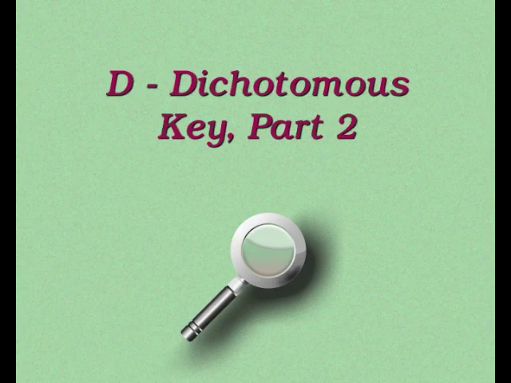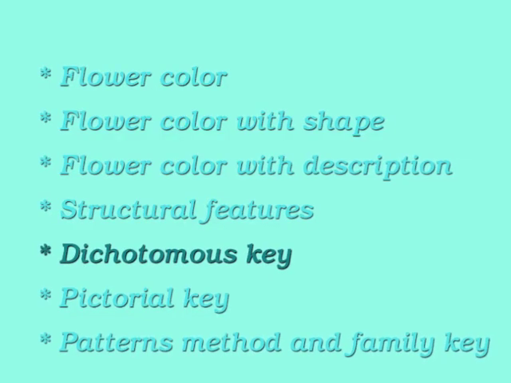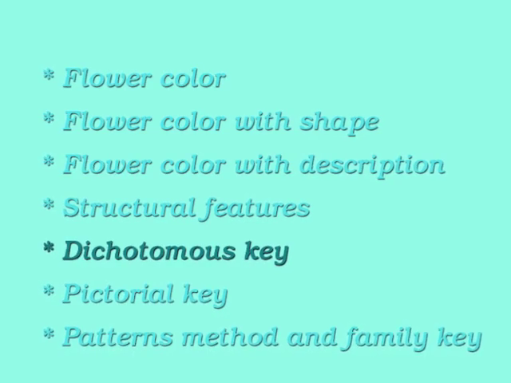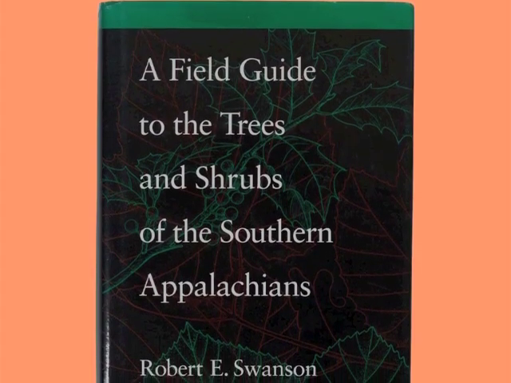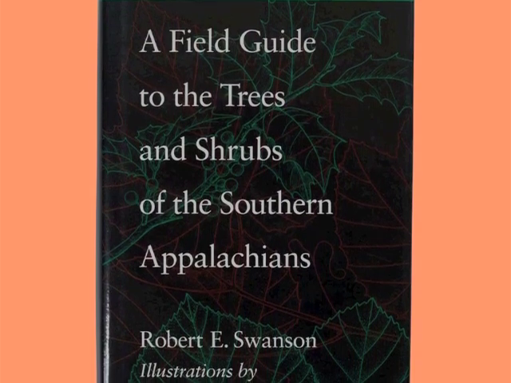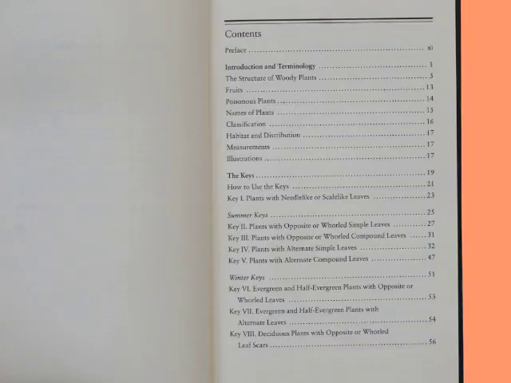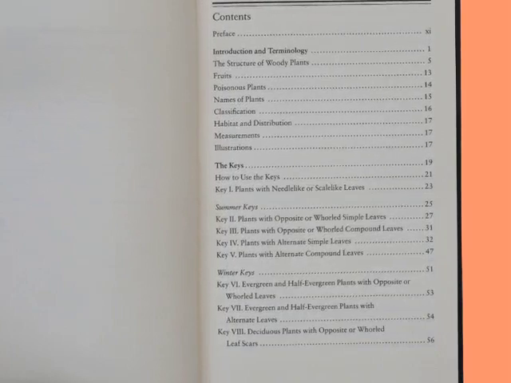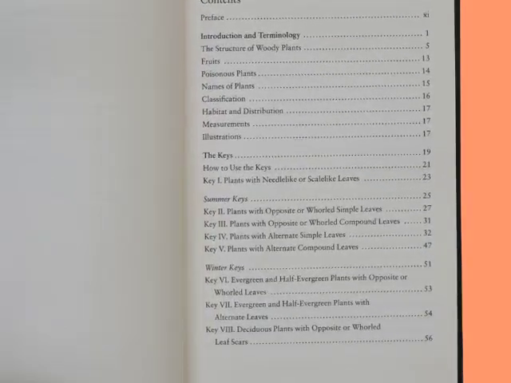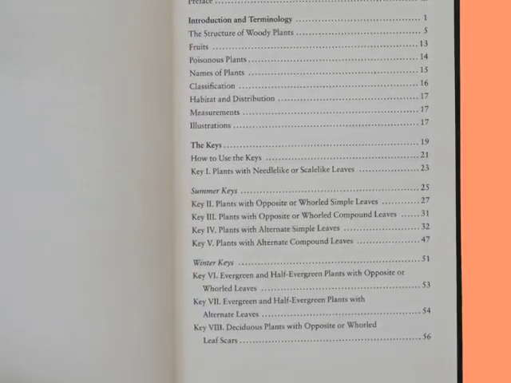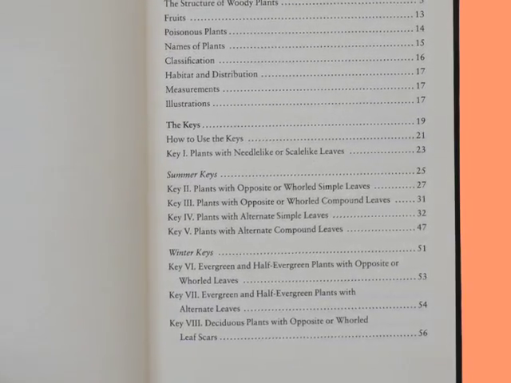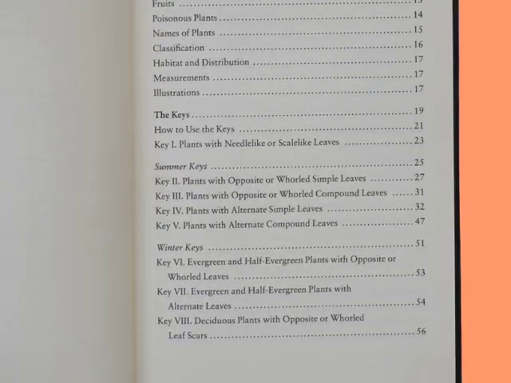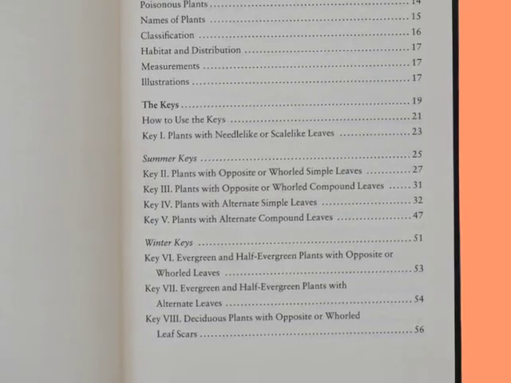Now, we'll continue our practice of using a dichotomous key. Let's identify a tree using the dichotomous key in A Field Guide to the Trees and Shrubs of the Southern Appalachians. This book contains 9 master keys, 1 key for plants with needle-like or scale-like leaves, 4 keys for summer identification, and 4 keys for winter identification.